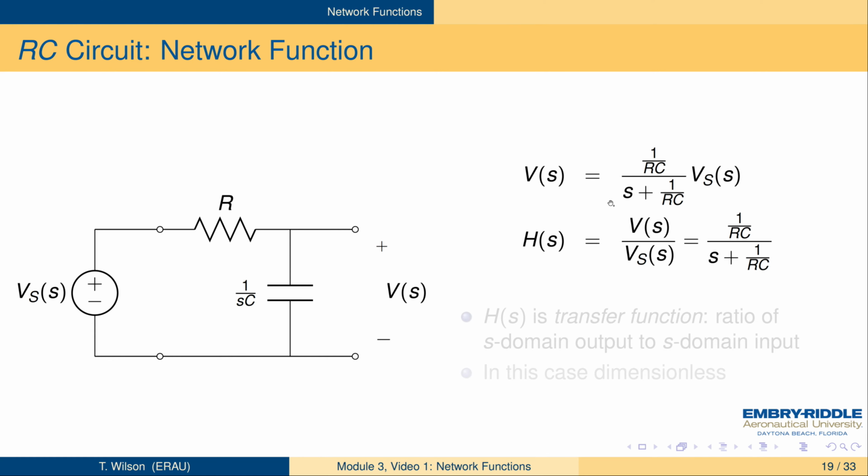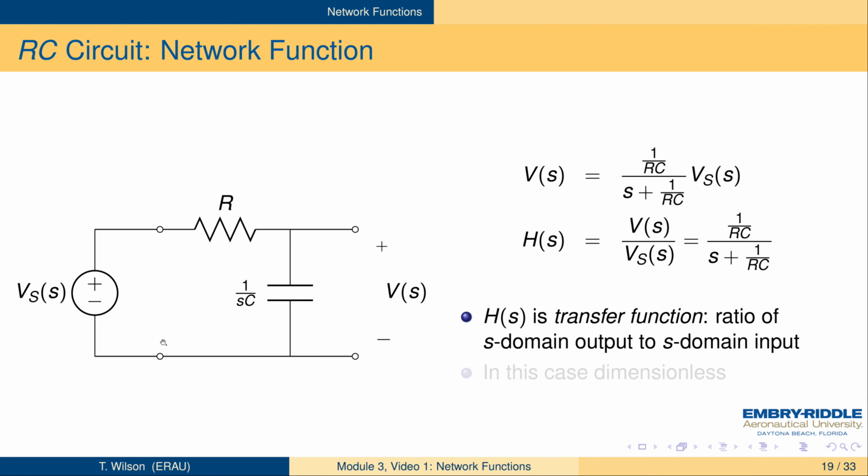So to find the network function, we just divide the output by the input, which leaves us with the divider network, 1 over RC over S plus 1 over RC, just the voltage divider itself. So that's called the transfer function because it's the ratio of the output at one port. This terminal pair here, we call it the terminal pair port. And it's a little more specific than that.